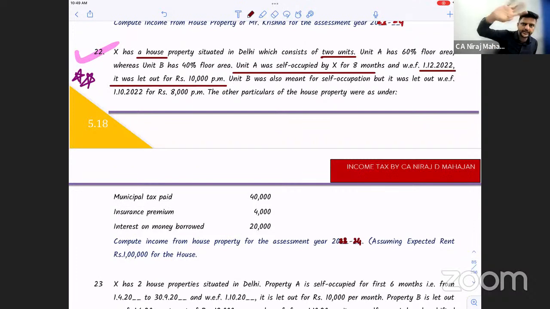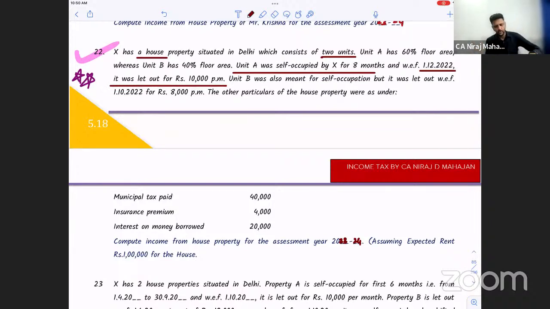So basically unit A and unit B. Now we have two units. Unit A and unit B will be assumed as let out for the entire year. That means the entire house property was let out for the entire year. Correct or wrong? The only difference will be in your actual rent, because rents are different. Normally speaking, the entire house is let out for 12 months.